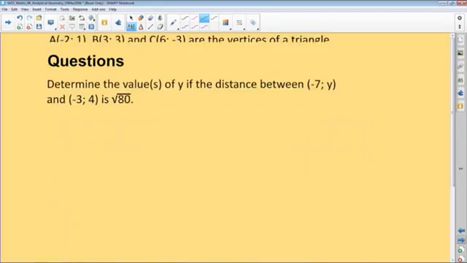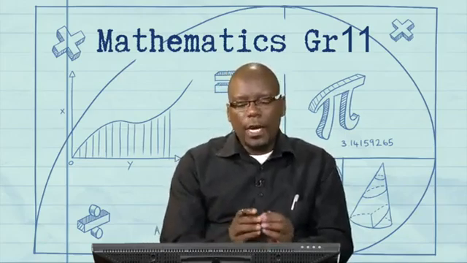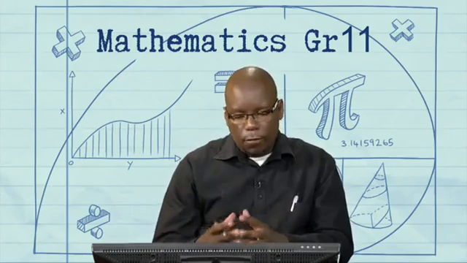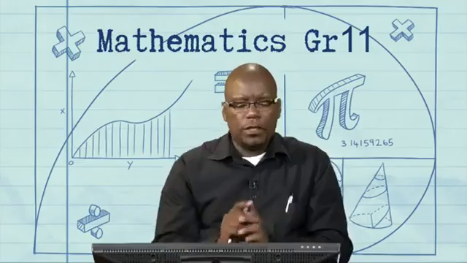Okay, the next question. Determine the value of y if the distance between minus 7, y and minus 3, 4 is the square root of 80. I'm going to give you 3 minutes to work on your own or with a partner, and then you work out what is the coordinate of y, given that the distance between those 2 points is the square root of 80 units. So let's take 3 minutes and work on this problem.